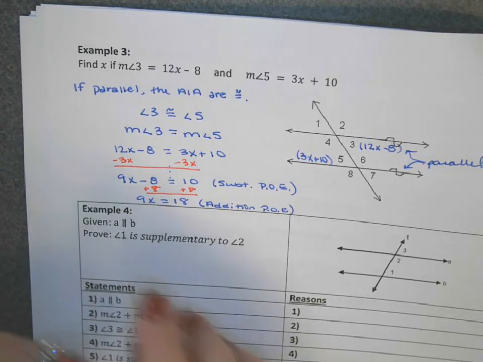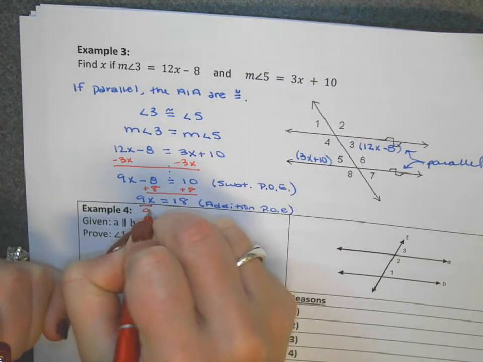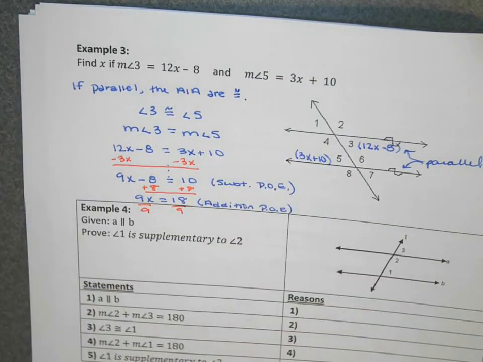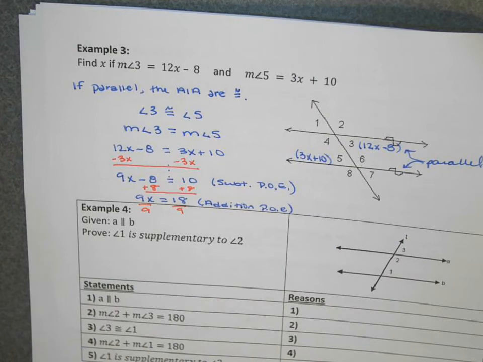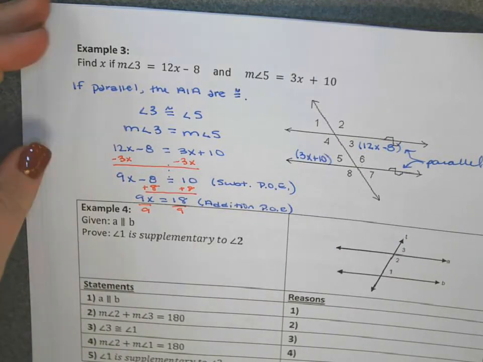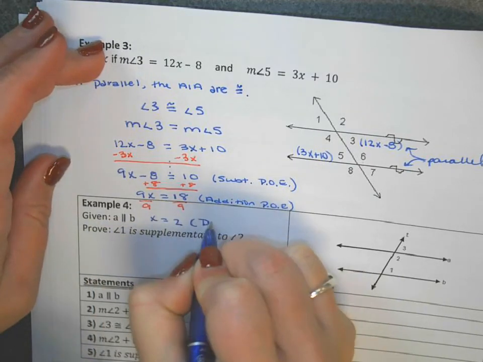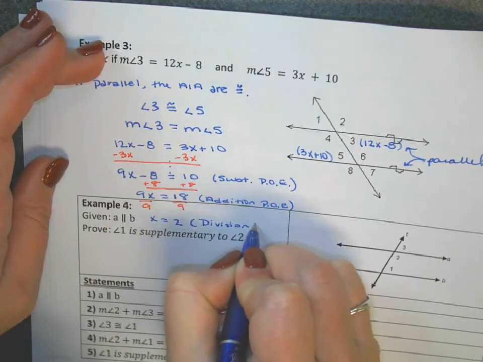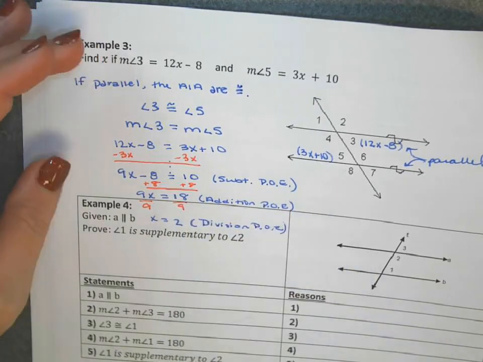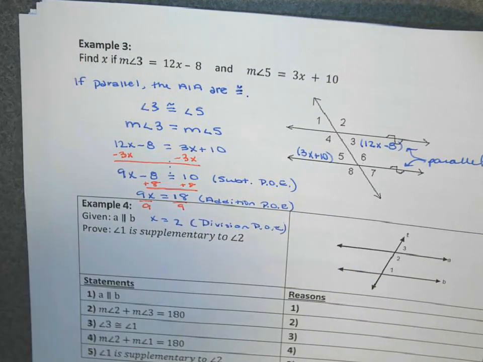Divide by 9. Remember when I write that in? That doesn't have a reasoning, but the step we get when we divide by 9 would be the division property of equality. Okay, so that's x equals 2. So we found x. That's what we were supposed to do.